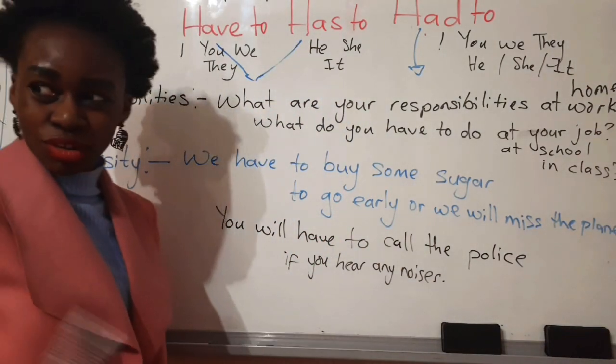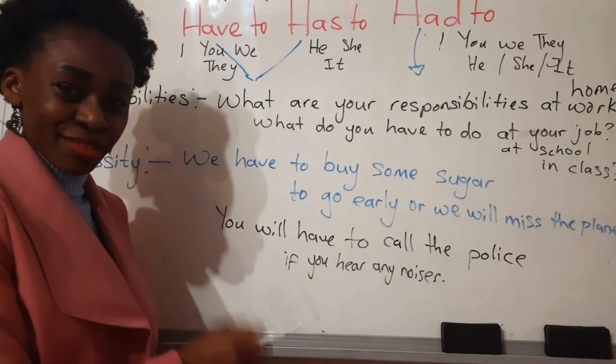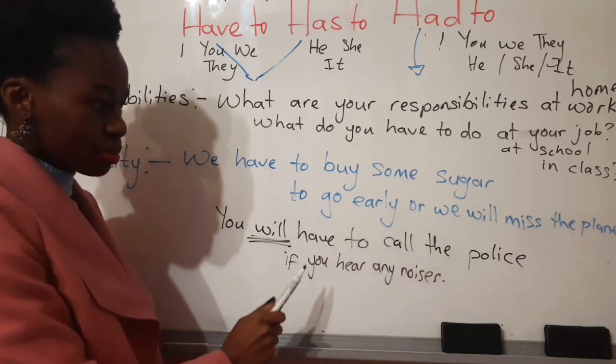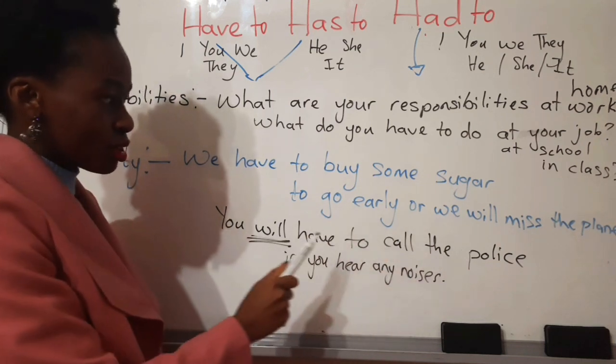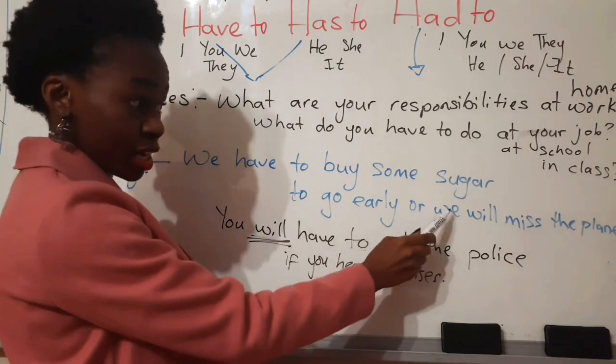For example, you're home and you hear noise. You have to call the police. For example, you can use this in the future, of course. You'll have to call the police. You'll have to wake up early if you want to catch the bus. You'll have to wake up early.